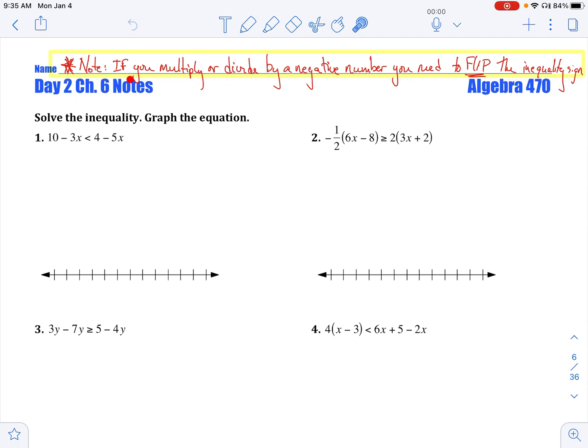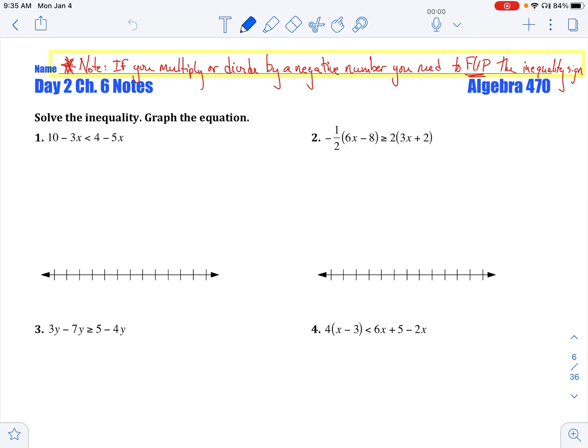And the reminder here is that if you multiply or divide by a negative number, you have to remember to flip the inequality signs. This is a very important mathematical rule that we have to remember to follow. The examples we're going to look at today when we are solving are going to be situations where we have the variable on both sides of the equation. We're going to have some special case scenarios, which we'll talk about when we get there.